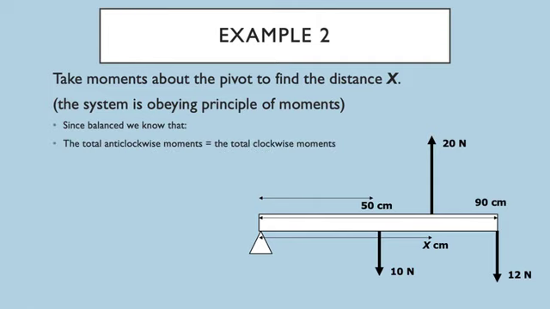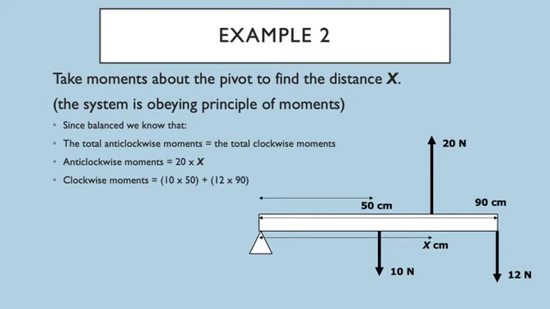So since it's balanced, we know the total anti-clockwise moments equals the total clockwise moments. The anti-clockwise moments equals 20 times x, so we've got the force of 20 newtons times the distance x, that's the one that's pulling anti-clockwise around the pivot. The clockwise moments equals 10 times 50, so we've got a force of 10 newtons at 50 centimeters pulling in a clockwise direction.